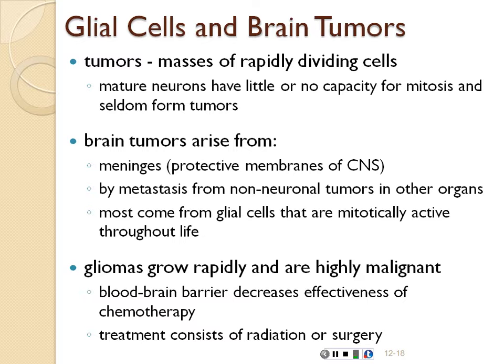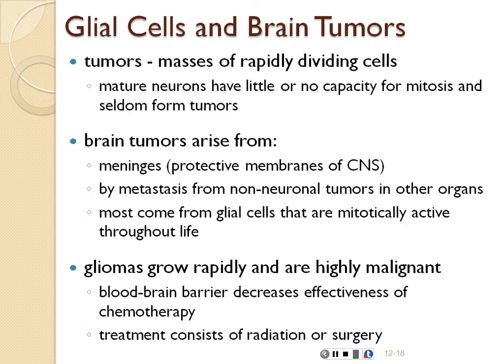So if we have brain tumors, it's not normally due to neurons because they don't undergo mitosis. But the neuroglia cells, the glial cells, are usually where these tumors originate. Gliomas grow rapidly and are highly malignant. The blood-brain barrier decreases the effectiveness of chemotherapy, so it's hard for the drugs to cross the blood-brain barrier to attack those gliomas. So treatment is going to involve radiation or surgery.